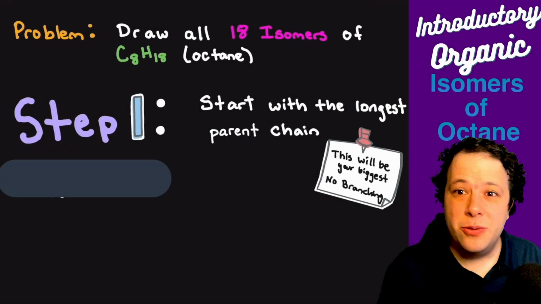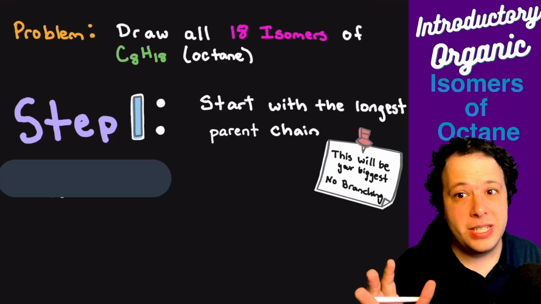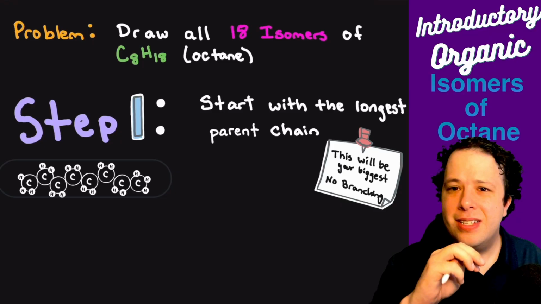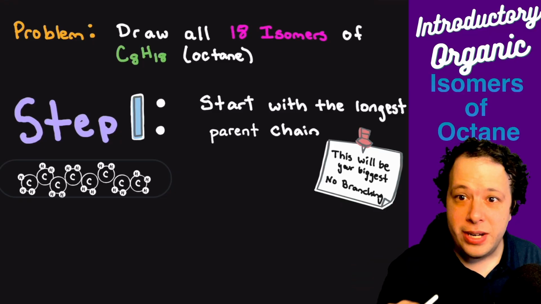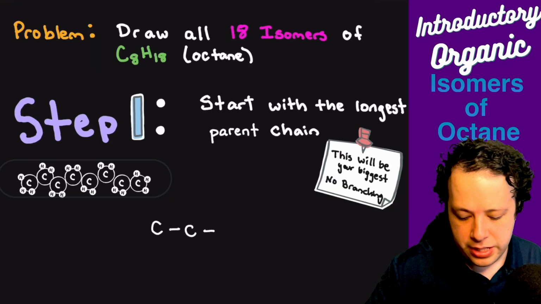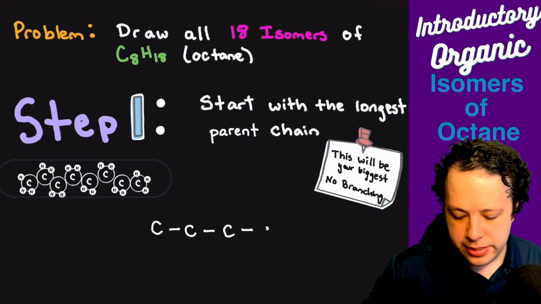All right, so when you're doing your different isomers, the first step is we always want to start with the longest chain. This is going to be your only straight chain isomer. Everything else is going to have branches. So when you're doing this, you can do it in two ways.